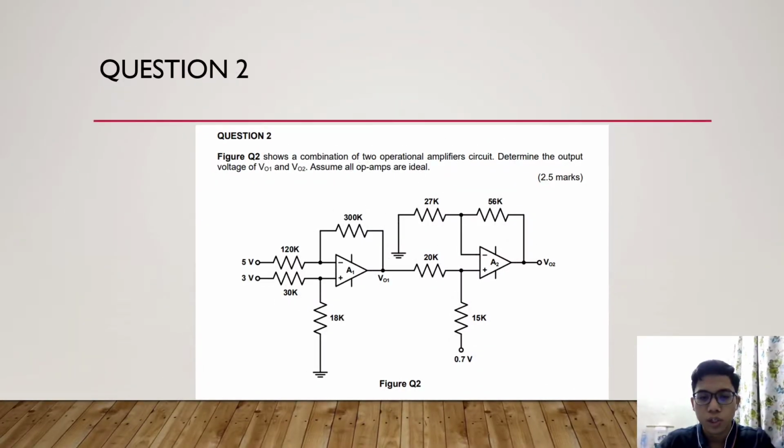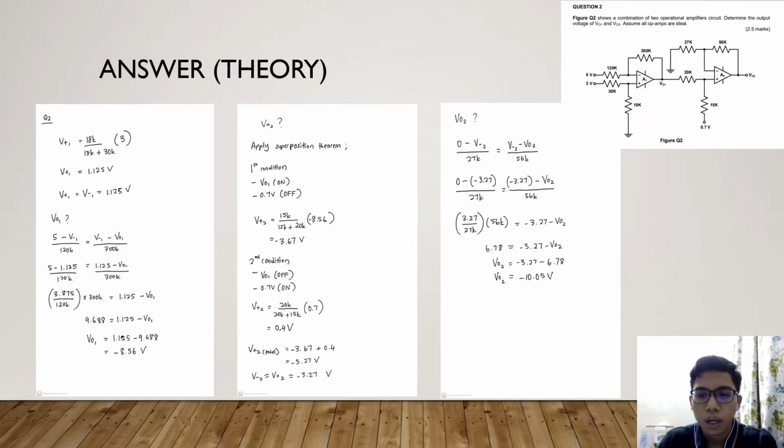Alright, this is question 2. Figure Q2 shows a combination of 2 operational amplifier circuits. Determine the output voltages VO1 and VO2. Assume all op-amps are ideal. Alright, so in my answer, in order to find VO1, we have to find the values of V minus and V plus first.